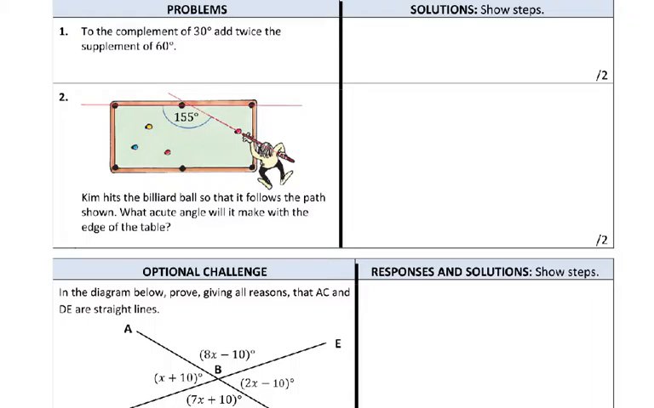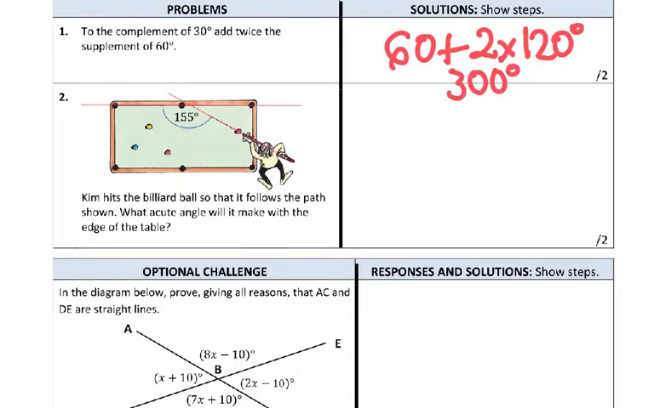The complement of 30 is 60 degrees, so we need to add on to that 60 degrees twice the supplement of 60. The supplement of 60 we find by 180 minus 60, which is 120 degrees. When you work that sum out, you should get 300 degrees.